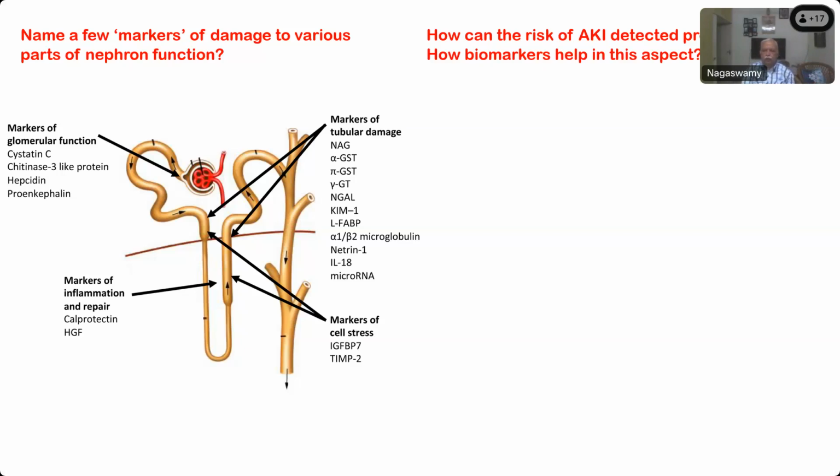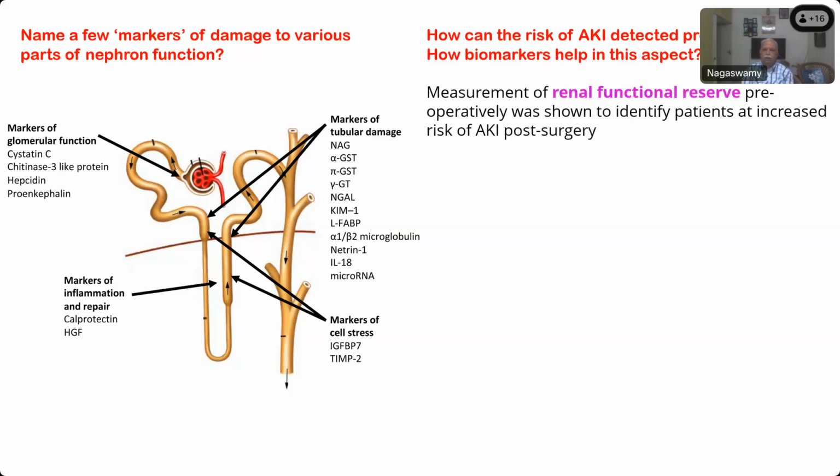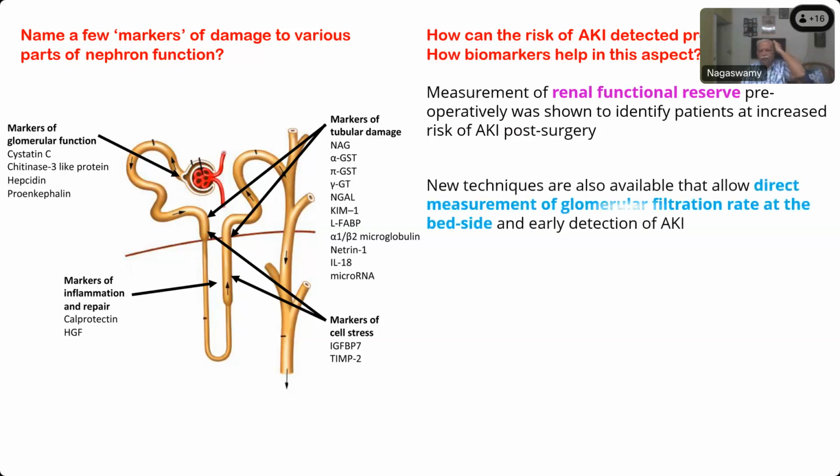So further we must know whether the patient is having a normal GFR or not before surgery. Okay. If that is found out, then measurement of renal functional reserve preoperatively was shown to identify patients at increased risk of acute kidney injury post-surgery. And that can be done by direct measurement of GFR at the bedside with the new techniques which are available and which can detect the acute kidney injury.